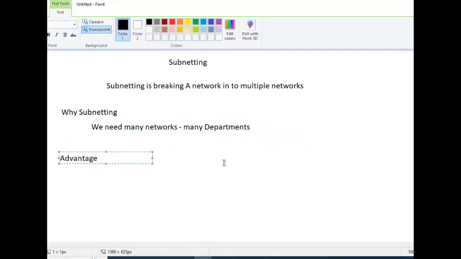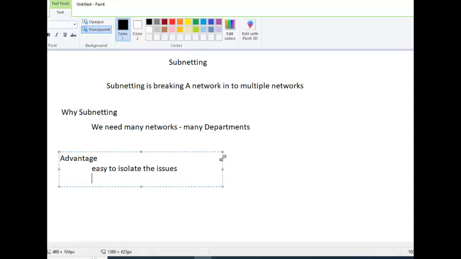Network separation. When you have multiple networks, it is easy to isolate the issues. So this is one advantage. There are many.